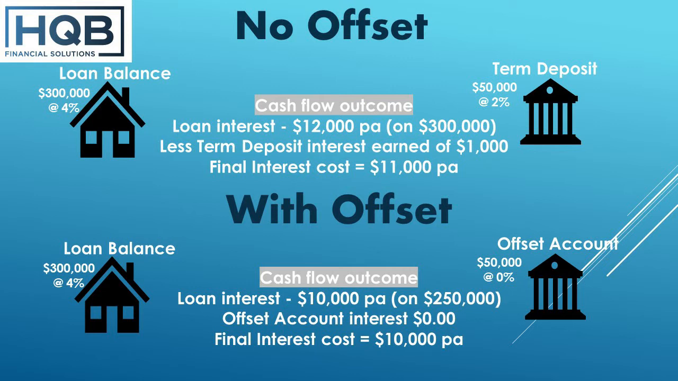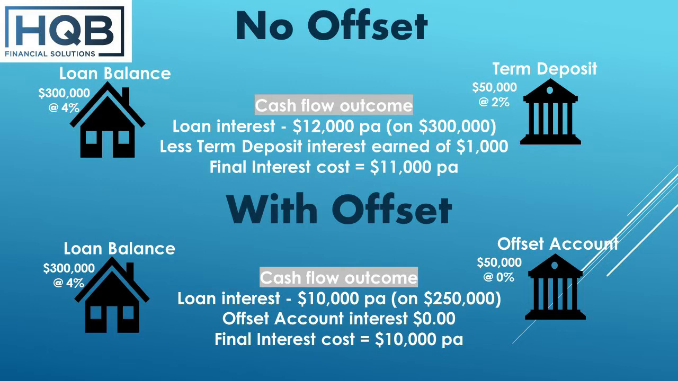The interest on a $300,000 loan would be $12,000 per annum. The interest earned from the term deposit would be $1,000. So the final cost to you would be the loan interest less the interest that you've received from the term deposit. So in this case, you'd have to pay $11,000.